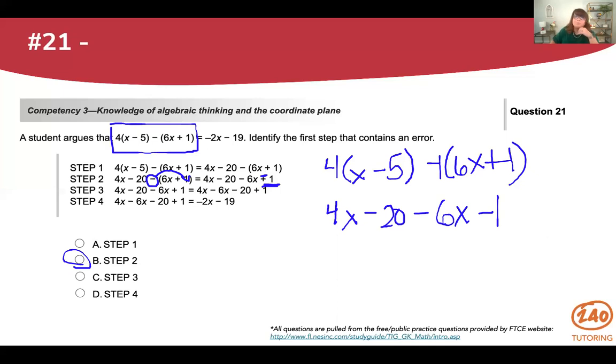So be sure when you're distributing like that, if it's just minus in front of the parentheses, if it helps you, think of that as minus 1 in front of the parentheses. And that might help you not forget. I've got negative 1 times positive 1 is going to give me a negative 1. Okay? Negative times a positive is a negative.